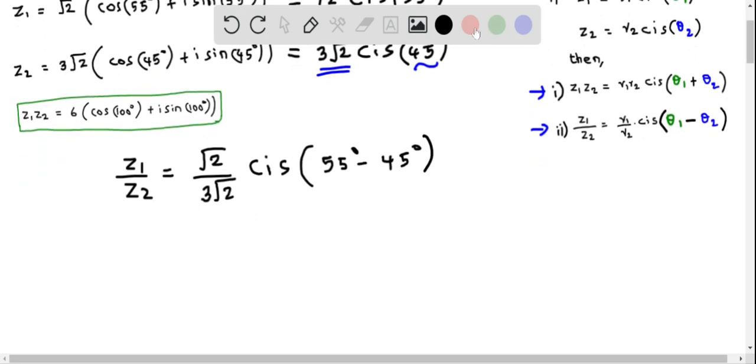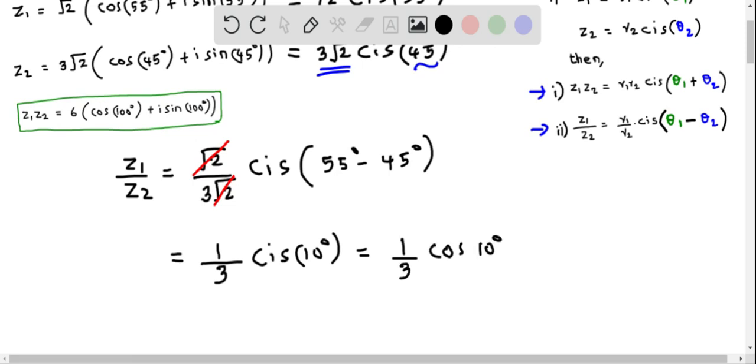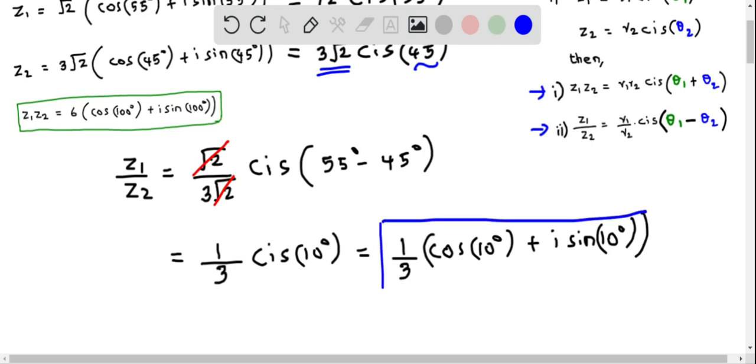Now we will simplify this. We see that we can cancel root 2 and root 2. Therefore the modulus becomes 1 by 3, and cis of 55 minus 45 is 10 degrees. This is written in expanded form as 1 by 3 as the modulus, times cos 10 plus i sin 10. So this is the quotient of the complex numbers Z1 and Z2.